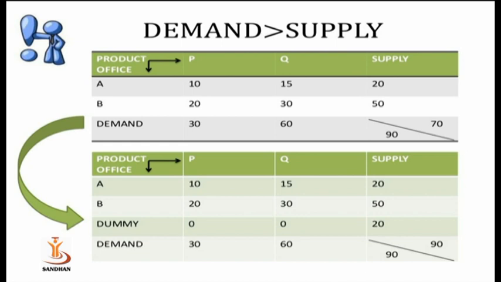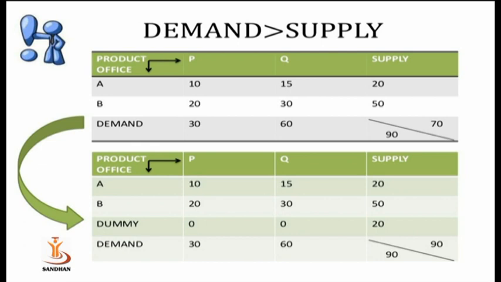Table which shows that there are two offices, office A and B, and there are different products like product P and product Q. 20 is the number of units that office A has to supply, and 50 is the number of units that office B has to supply. 30 is the number of units that product P demands, and 60 is the number of units that product Q requires.